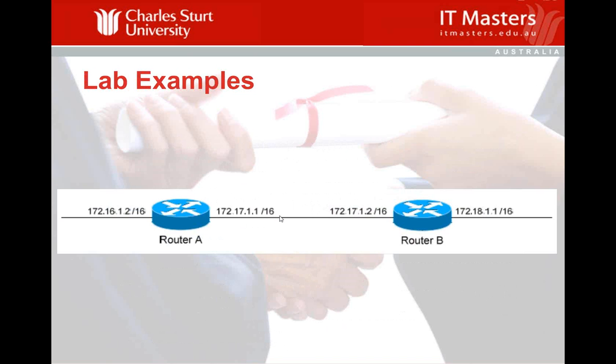Okay, so let's have a look at our lab example. This is our example topology: 172.16.1.2/16, 172.17.1.1/16, and then router B, 172.17.1.2. You can see they're on the same network, same Class B, they're on the same subnet, and then we've got two separate subnets. We've got a 16 subnet to the left of router A and a 17 subnet to the right of router B.